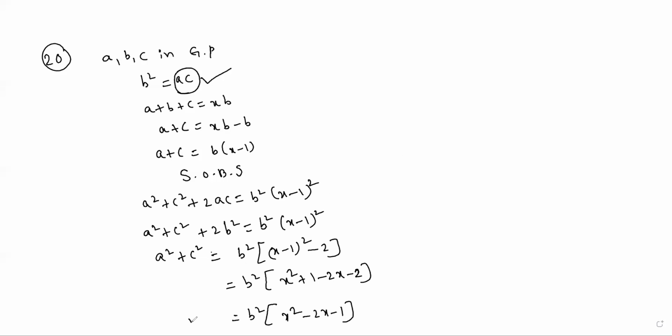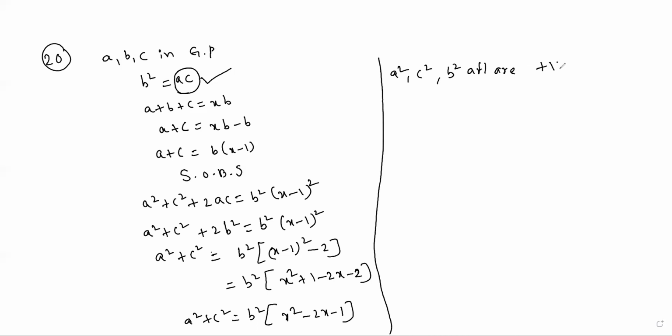Now here on the left side, what is there? A square plus C square. Clearly here the terms A square, C square, B square are all positive. That's why when A square plus C square is positive, this right side term is compulsorily positive, because the left side is a sum of two positive numbers, so again a positive only we will get. But the right side B square is clearly positive. But what about X square minus 2X minus 1? For what value of X does it become negative, but actually we need positive.